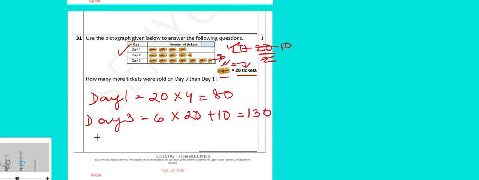So now how much more? Therefore we subtract the day 1 from day 3, 130 minus 80, and we get our answer as 50. So how many more tickets were sold? 50 more tickets were sold on day 3 than day 1.